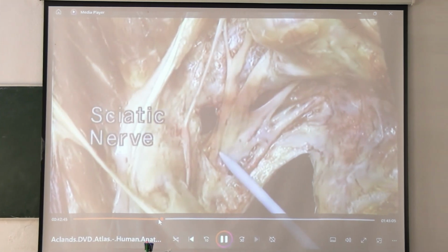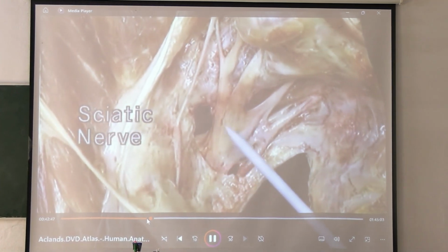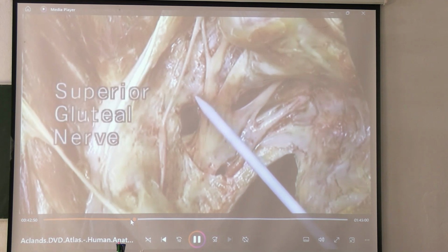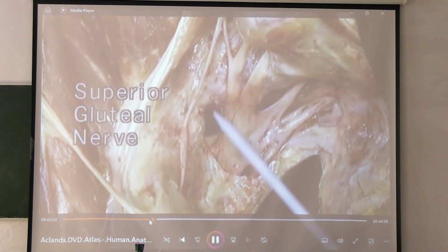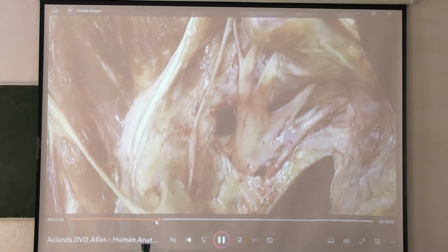This is the sciatic nerve. It runs from L4 through L3. This is the superior group. The inferior group arises outside the heart.